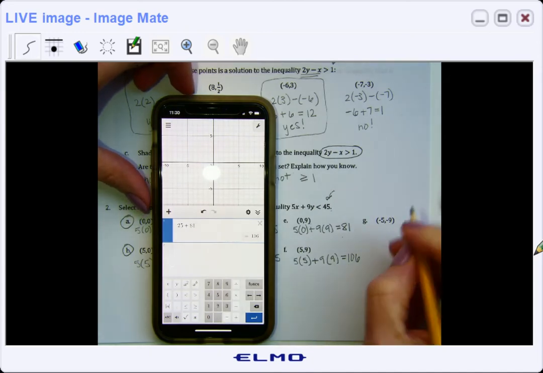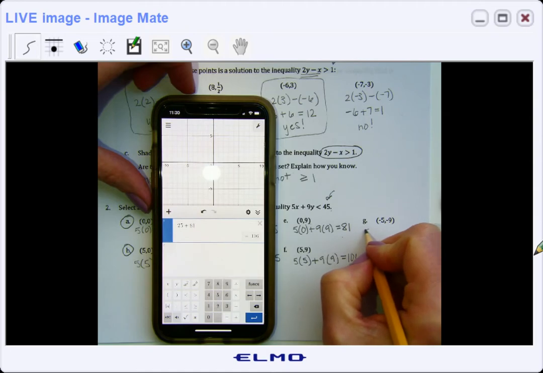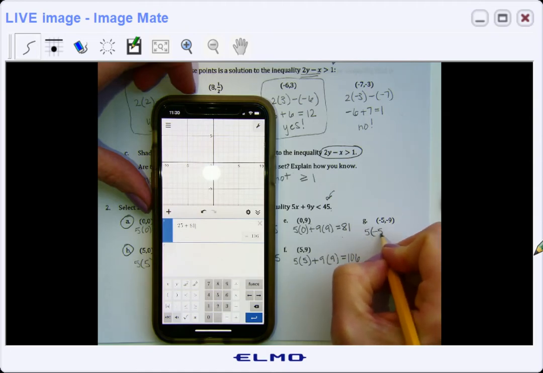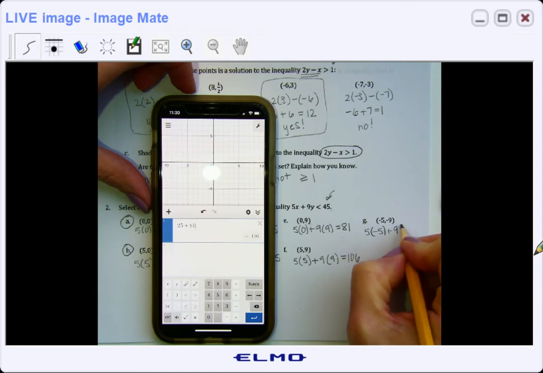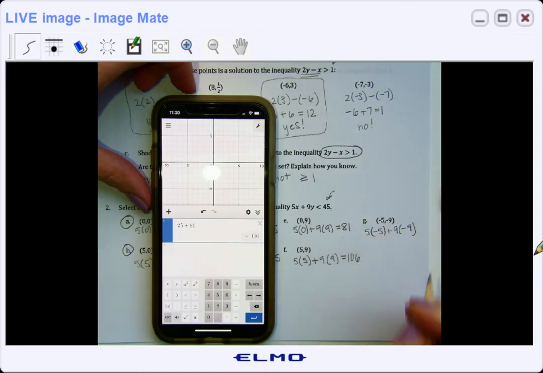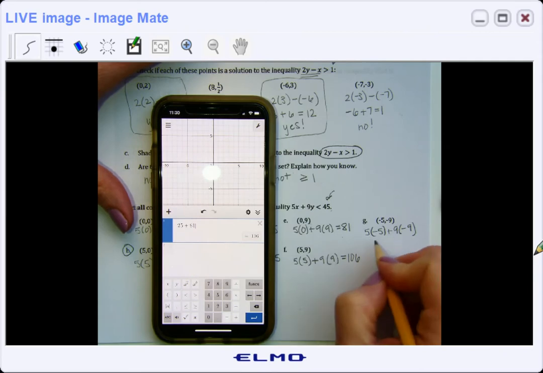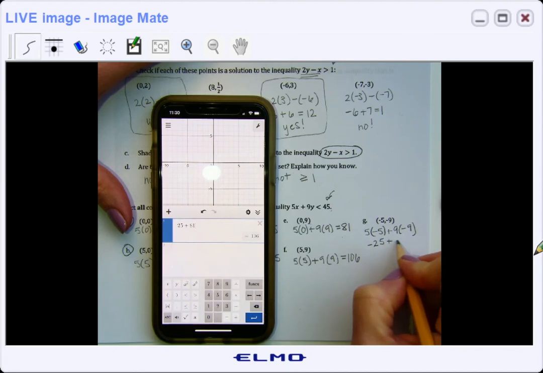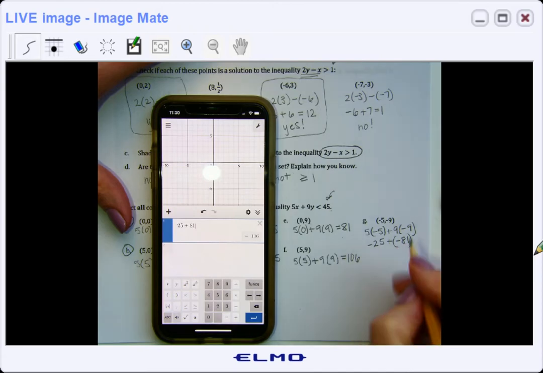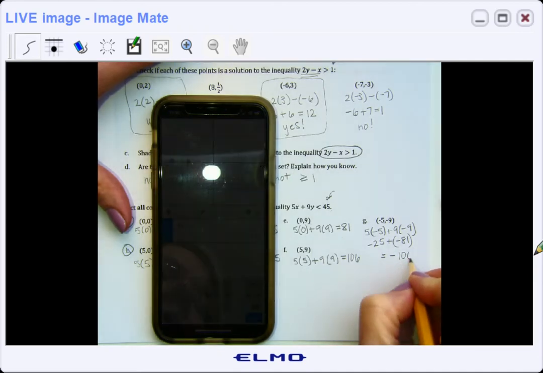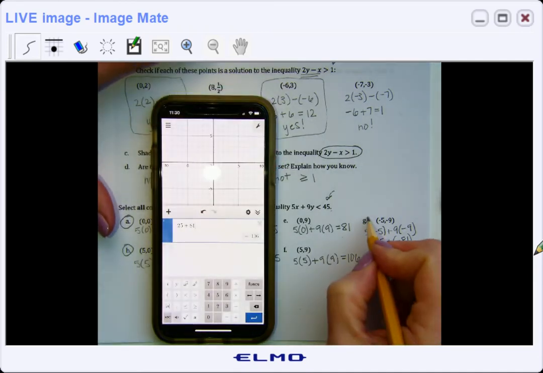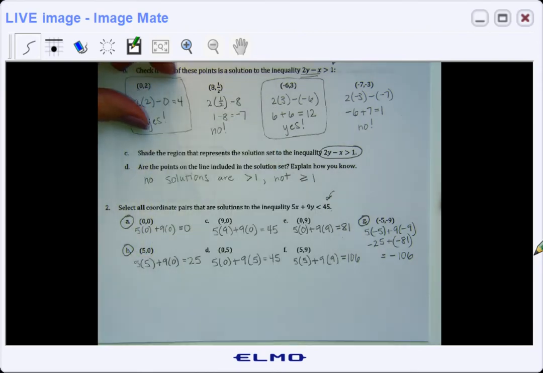And then for G, we're doing 5 times negative 5 plus 9 times negative 9. So now we've got two negative numbers that we're adding together, negative 25 plus negative 81. Well, since they're both negative, when we add them together, the answer is still negative. It's negative 106 instead of positive. And so this is another one that you should select. So altogether on number 2, we selected A, B, and G.